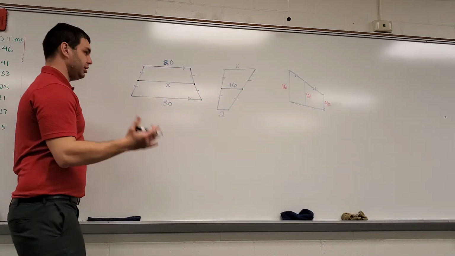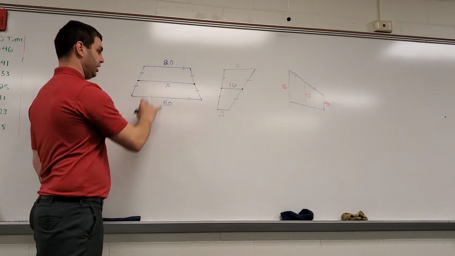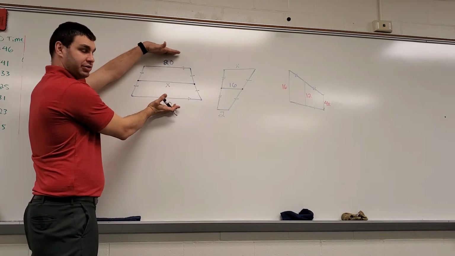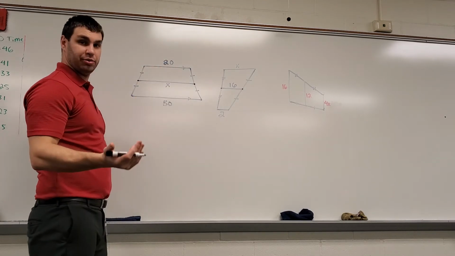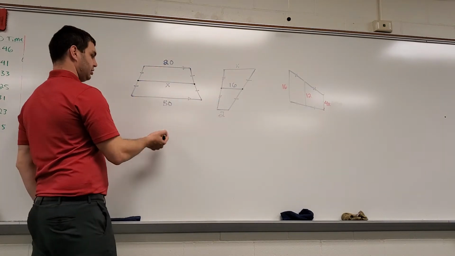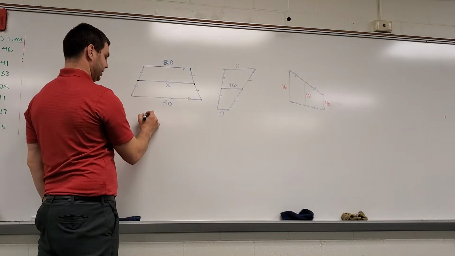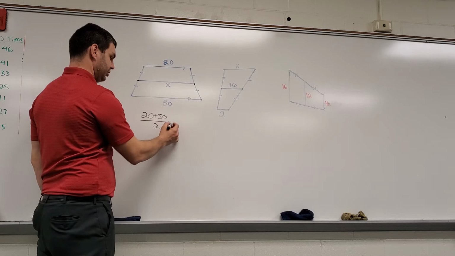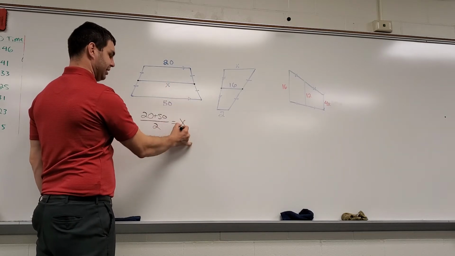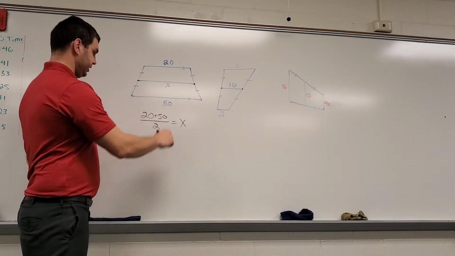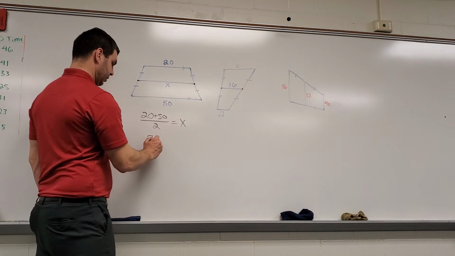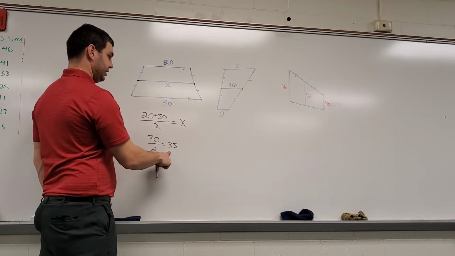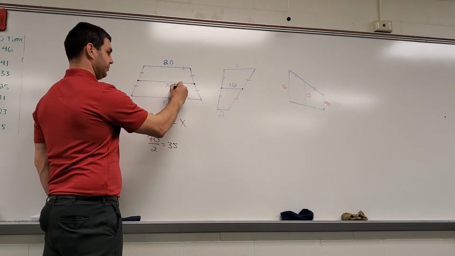Now anyway, once we know that, what we can do is find the average of our two bases. And the average of our two bases should equal the midpoint, or the midsegment, I should say. So let's try it. If we want to find the average, we have to add them together. So I'm going to go 20 plus 50. In this one, if I divide by 2, that should equal my midsegment x. Well, 20 plus 50 is 70, and 70 divided by 2 is 35. So x equals 35 in this first one.